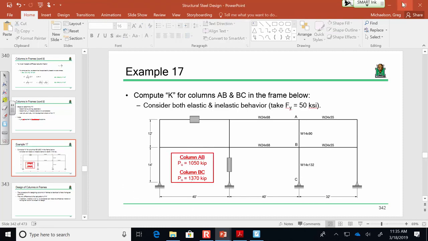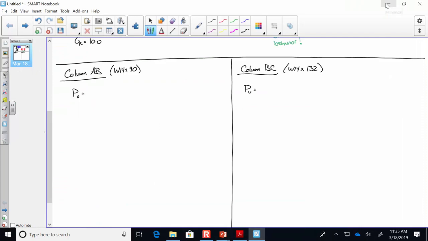Sorry. We'll tell you what. We'll go 0.06 because I'm feeling generous. That was a bold box. 0.1. That's it. We're not going past that. That was 1050 kips, and this was 1370. Sorry about that. Okay. We're going to assume both of these have 50 ksi. Bless you.